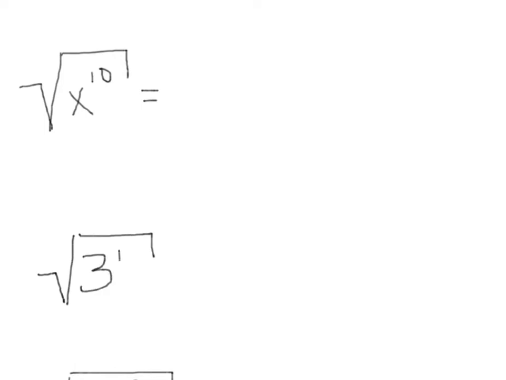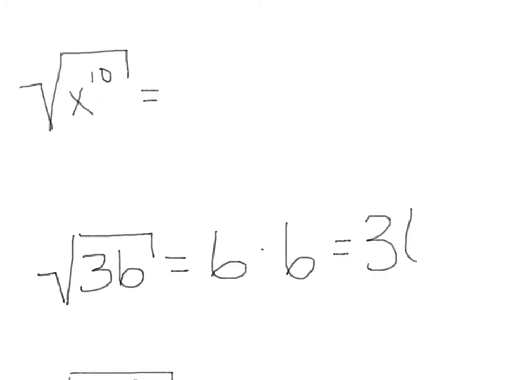Everybody knows that the square root of 36 is 6, right? Because 6 times itself, 6 times 6, is going to give me 36. Okay, so let's see if we can use that idea or that concept to figure out what the square root of x to the power of 10 is. So what I need to do is think backwards. What times itself is going to give me x to the power of 10? So I need to fill in these blanks here.